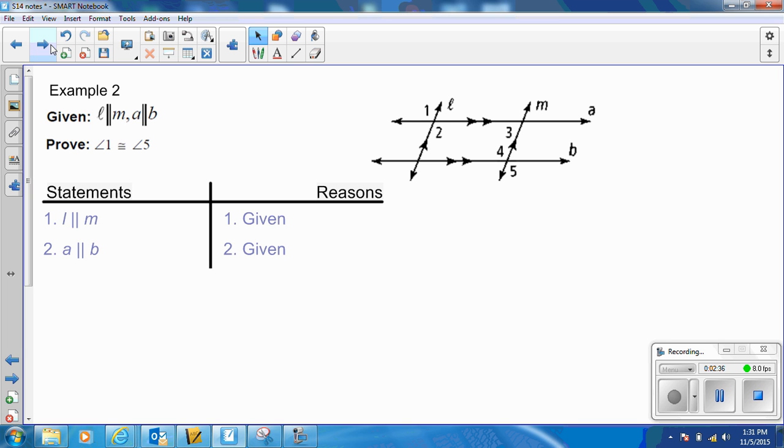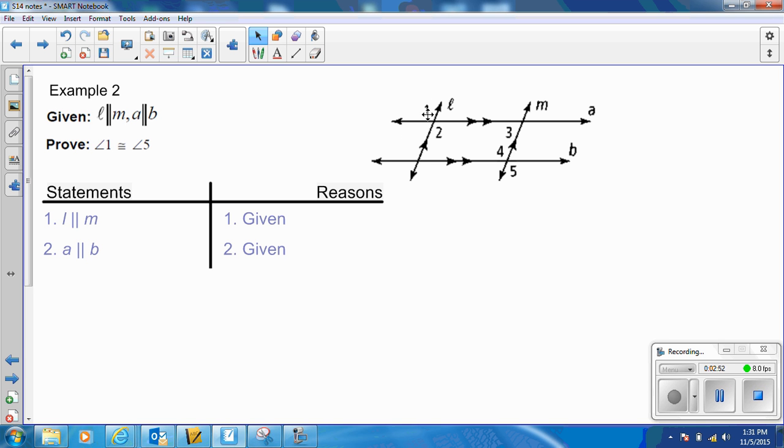My givens are already marked in my picture. Line L and M are parallel to each other, and lines A and B are parallel to each other. So I went ahead and wrote those in my givens already. Next, I want to use what I'm trying to prove. Angle 1 is congruent to angle 5, so I want to use angle 1 first.